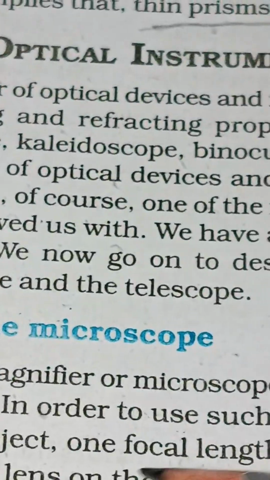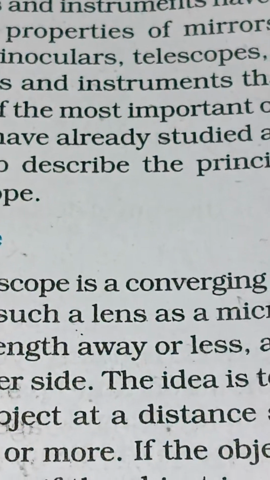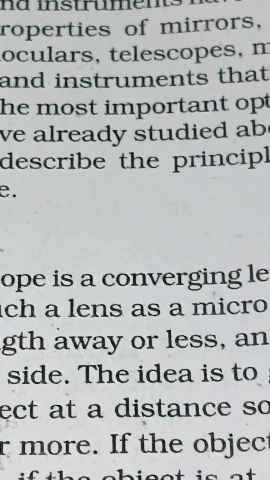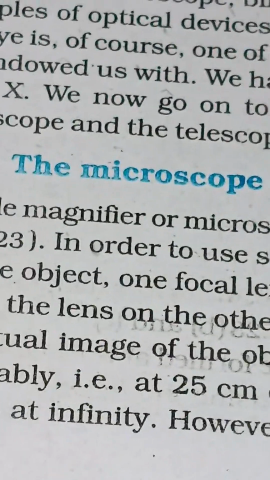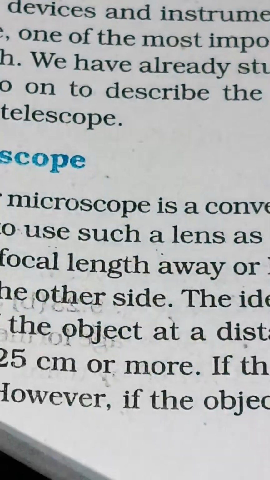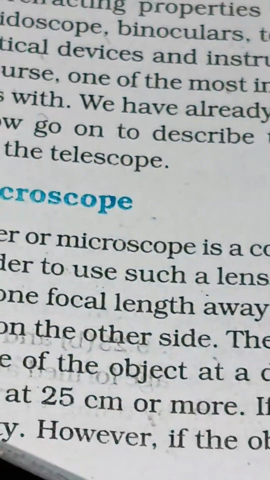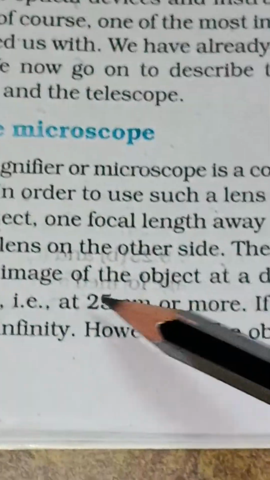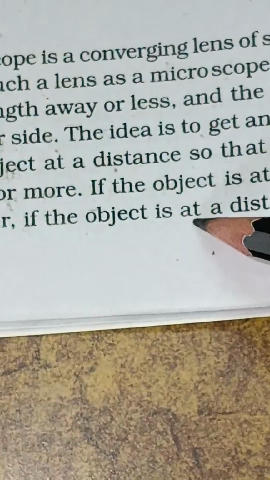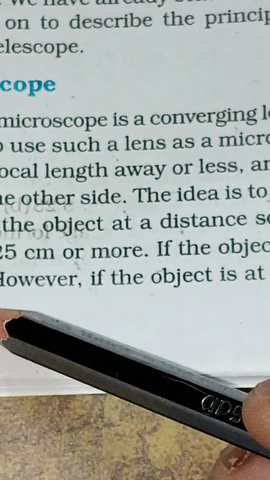So next, the object is placed at one focal length or less, focal length away or less, and the eye is positioned close to the lens on the other side. The idea is to get an erect, magnified, and virtual image of the object at a distance so that it can be viewed comfortably, at 25 centimeter or more. If the object is at a distance f, the image is at infinity.